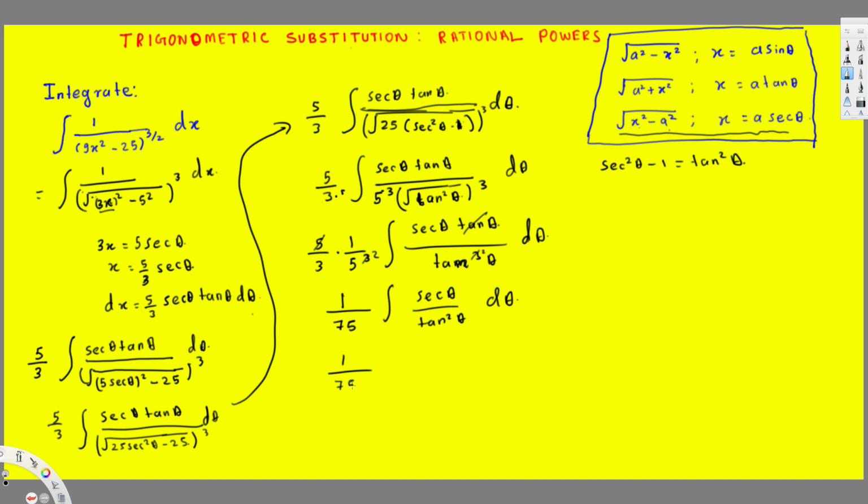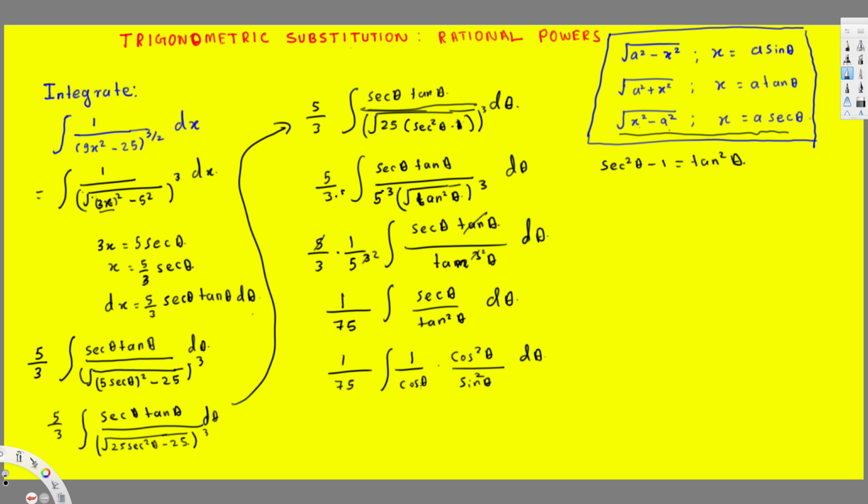So 1 over 75, we know that sec theta is reciprocal of cos theta. So let's write this in terms of that. So this is going to be 1 over cos theta multiplied by, you know, tan theta is sine over cos. So it's in the bottom. So if I write this one in terms of sine over cos, the cos is going to be flipped over because it's in the bottom, right? So this is going to be cos square theta divided by sine square theta d theta, right?